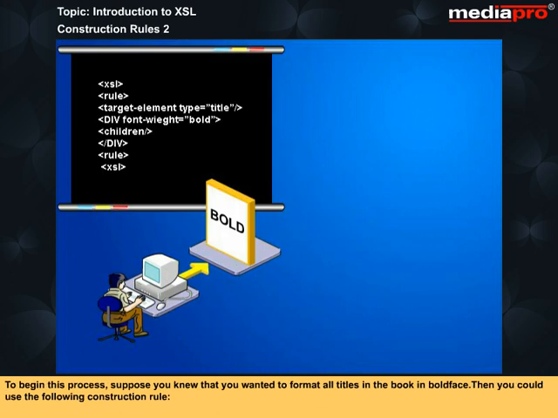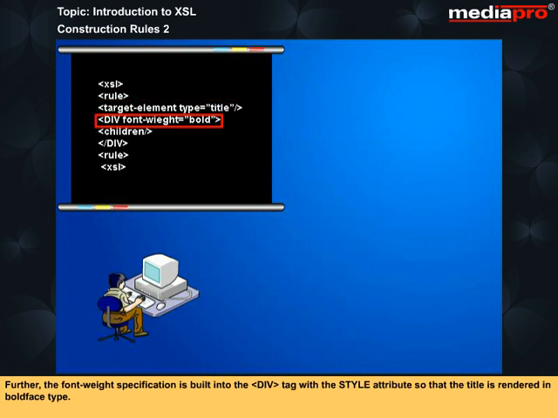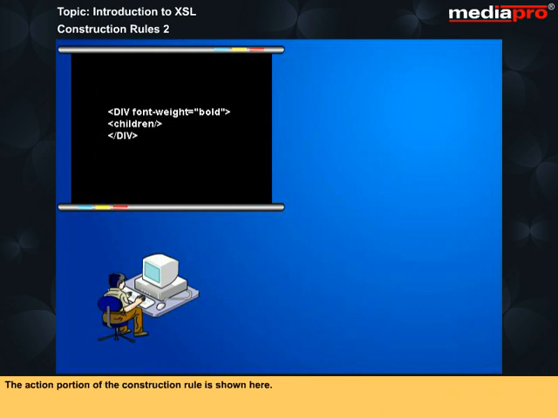To begin this process, suppose you knew that you wanted to format all titles in the book in boldface, then you could use the following construction rule. In this construction rule, the target element selects any XML element with a keyword of title and formats it with the HTML div tag you see in the action part of the rule. Further, the font weight specification is built into the div tag with the style attribute so that the title is rendered in boldface type. The action portion of the construction rule is shown here.